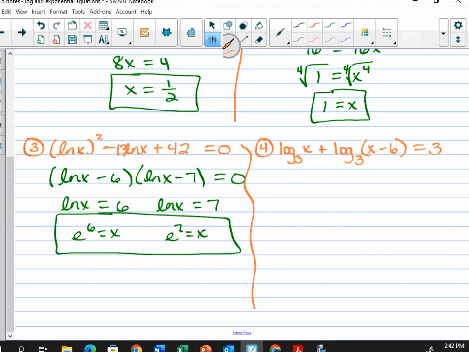Three cubed is not 9. Oh, you're so right. On the right, it doesn't equal 3. What does it equal? Log 3 of 3 is the concept. So it would be like log x.